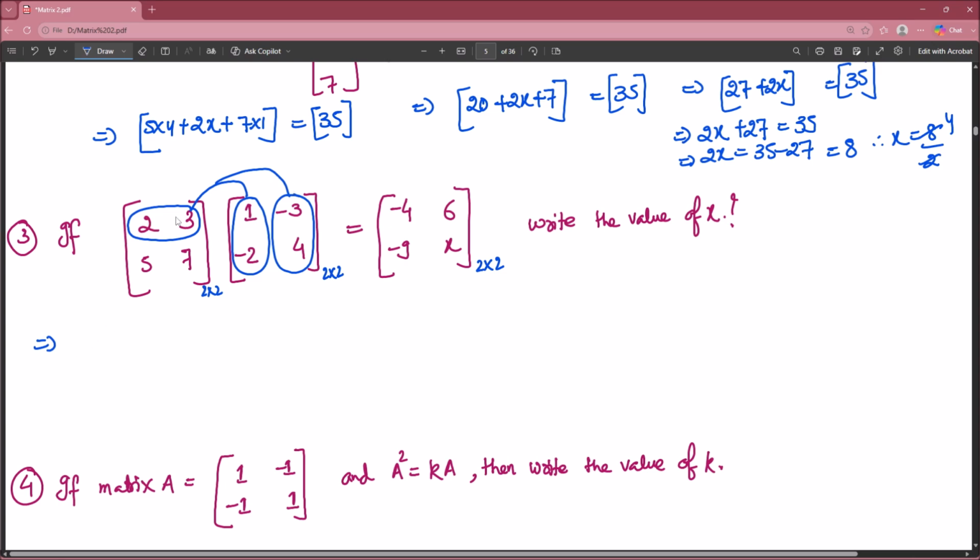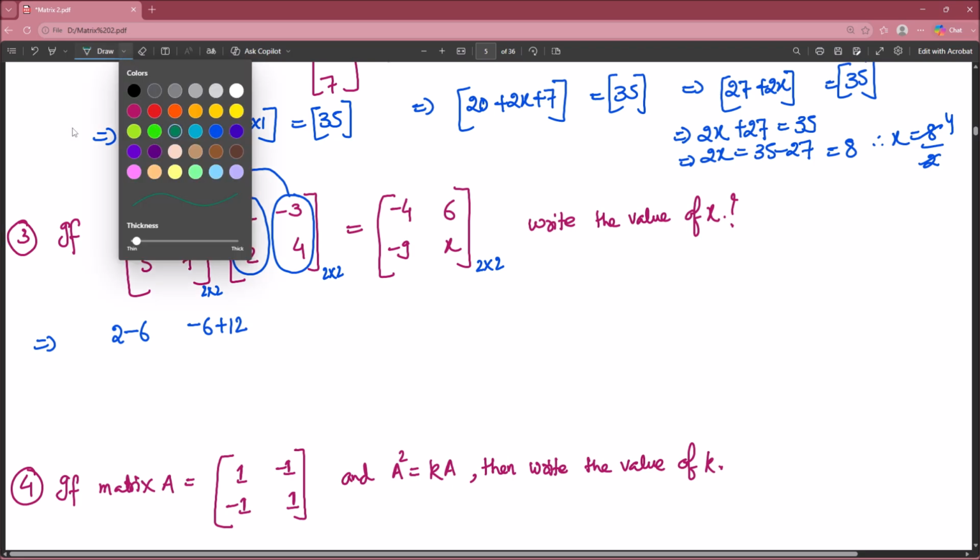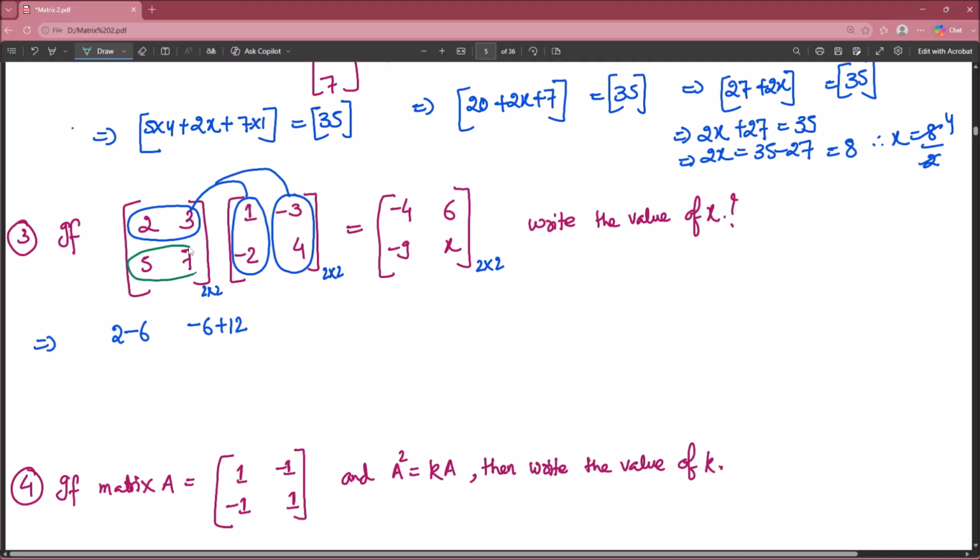So first we will multiply 2 into 1 is equal to 2, plus 3 into minus 2 is equal to minus 6. Next, this will be multiplied with minus 3, so minus 6, and 3 into 4 is equal to 12. Now next, this term will be multiplied by this quantity.